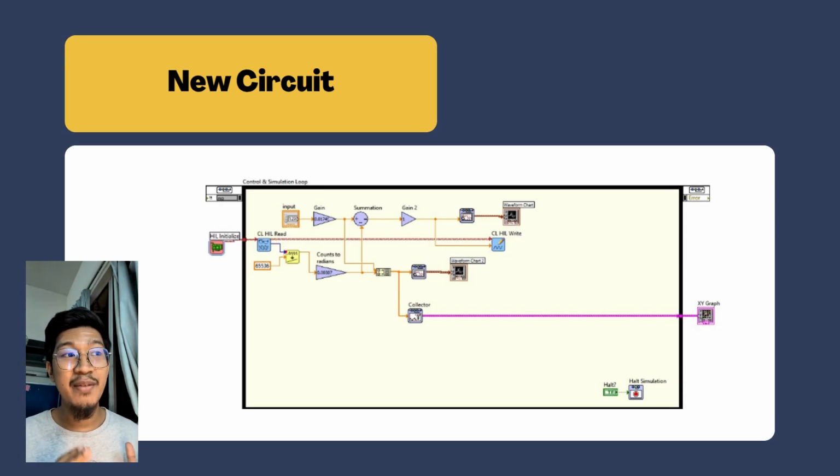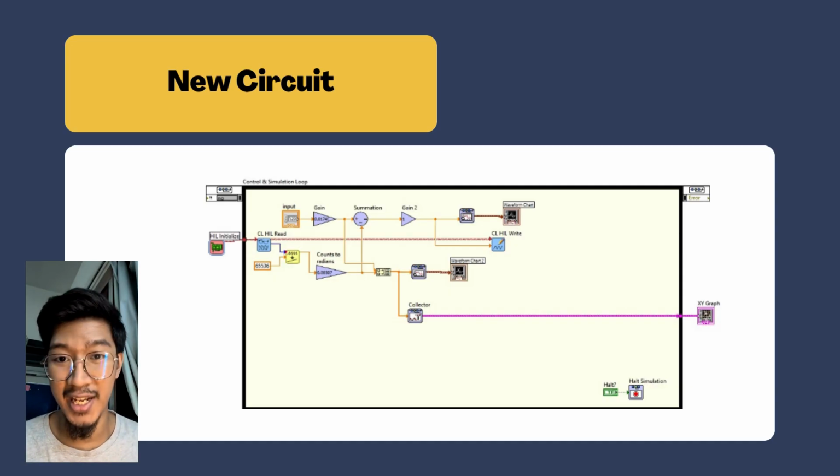The input value passes through a gain block and summation for processing and is then sent to the output using the HIL write block. We also added a collector and an XY graph to monitor real-time performance. This configuration runs inside the control and simulation loops, which ensures real-time execution and response.